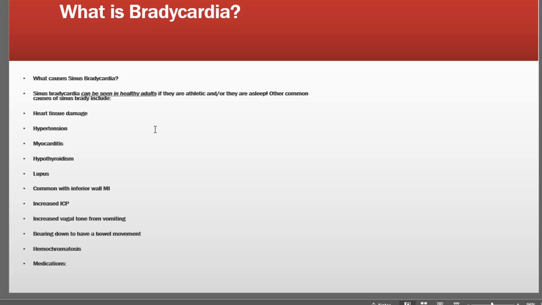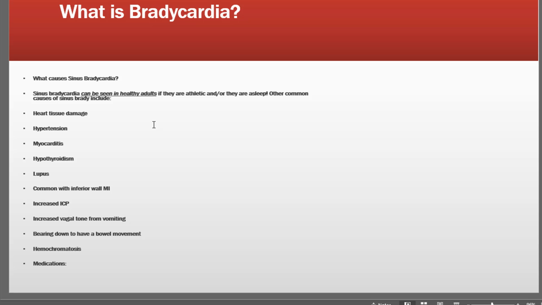So what causes it? It can be seen in healthy adults, athletes, or when someone is asleep. When I was in ICU, we had a few patients whose heart rate stayed in the 50s. That was normal for them because of some meds they were on. Also, athletes can have a lower heart rate, sometimes in the 50s.